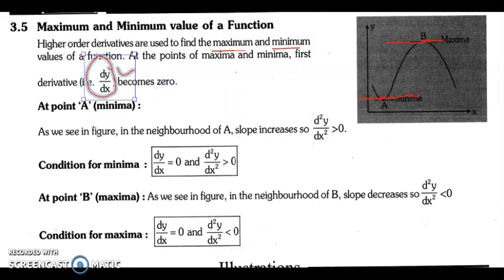So you need to remember that at any point of minima and any point of maxima, the derivative is 0, means dy by dx is 0. But as far as the second derivative is concerned, second derivative means d2y by dx square. In case of minima, d2y by dx square would be positive, and in case of maxima, d2y by dx square would be negative.